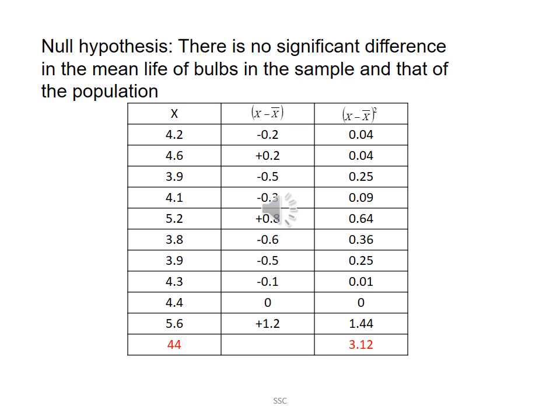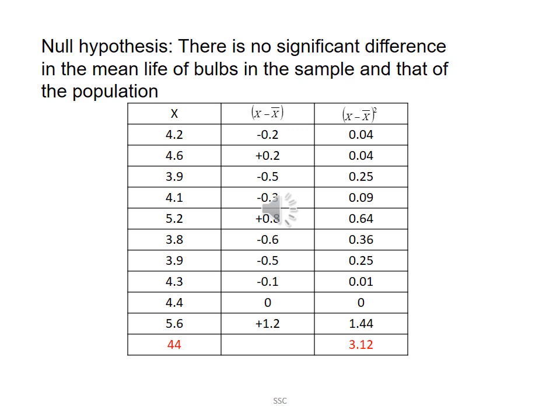The null hypothesis: there is no significant difference between the mean life of bulbs in the sample and that of the population. We should write the given values column-wise in the solution part. The second column is the difference between the actual sample values and the sample mean. The sample mean is 4.4, so 4.2 minus 4.4 is minus 0.2.